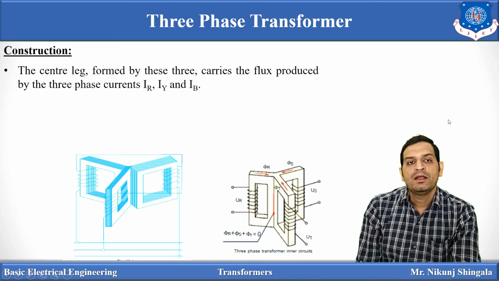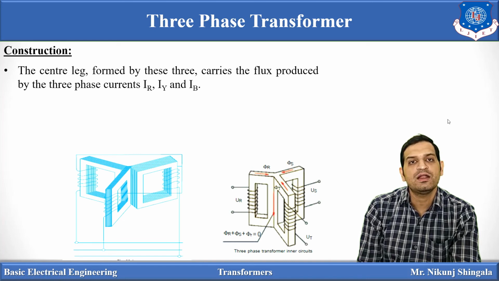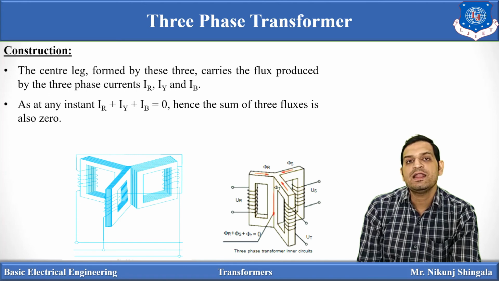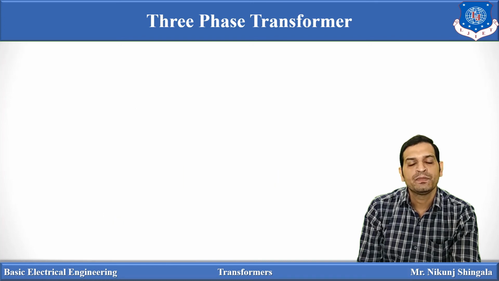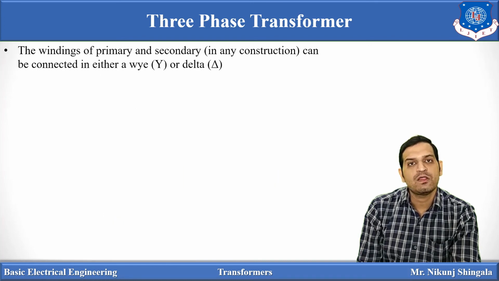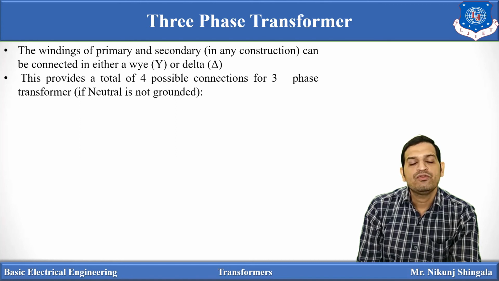Now the central leg formed by these three carries the flux produced by the three currents, that is IR, IY and IB. Now IR, IY and IB are 120 degrees apart, so the phasor sum of them will be 0. So the flux produced on the central leg, the common leg, will also be 0. So if we remove the common leg, it will make no difference to the performance of the three-phase transformer. The windings of the three-phase transformer, that is primary and secondary, can be connected either in star or delta. So there are four possibilities.